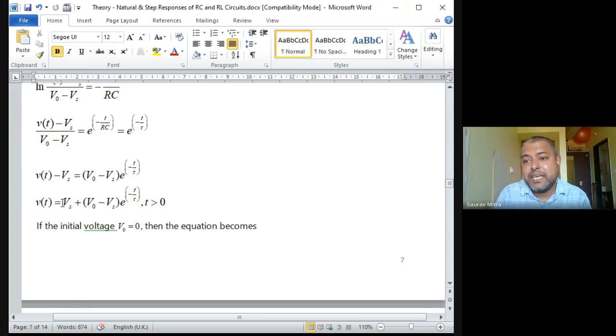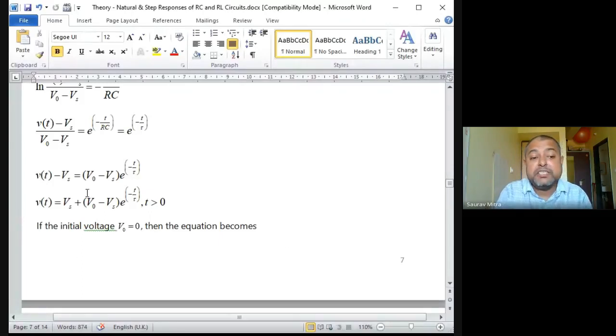Whatever voltage you are connecting, that has nothing to do with time constant. So time constant is an inbuilt property of the circuit, how fast it is going to charge. That is given by R into C. So whether you connect 20 volt or you connect 200 volt, the response curve will have the same shape. Size will vary, but shape will be same.